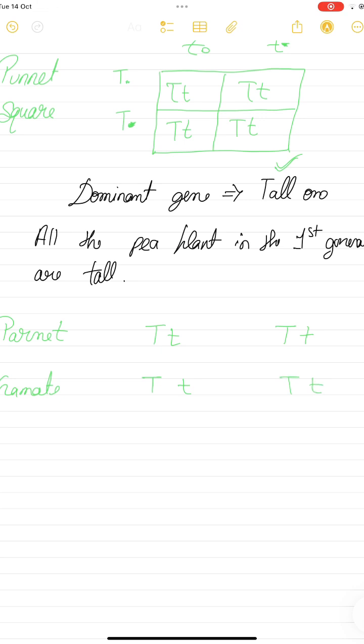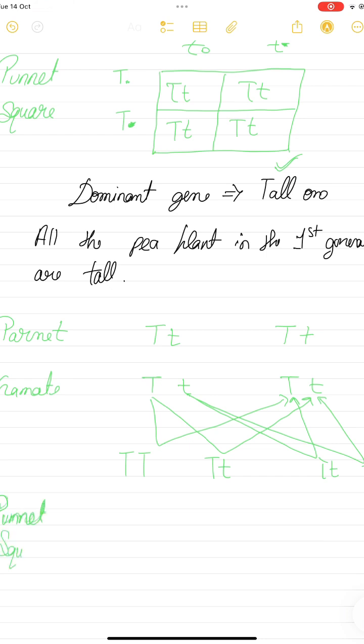After making the gametes, we do the similar crossing: big T with big T, big T with small t, small t with another big T, and small t with small t. That's how the cross happened.